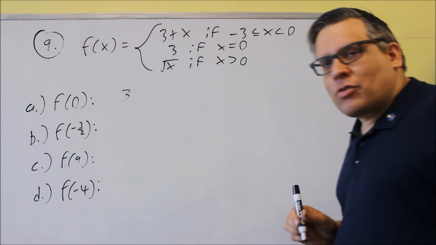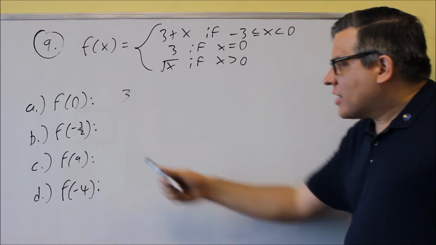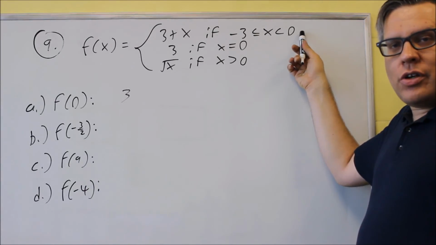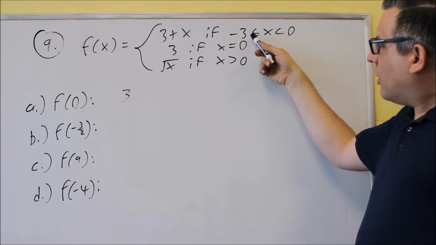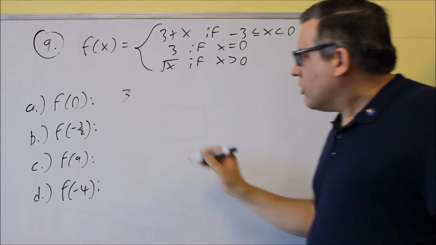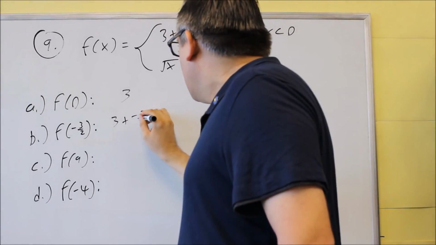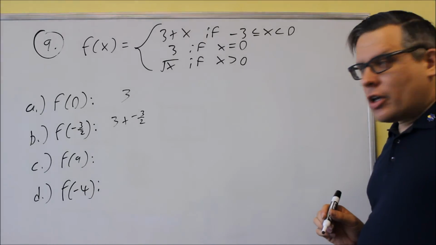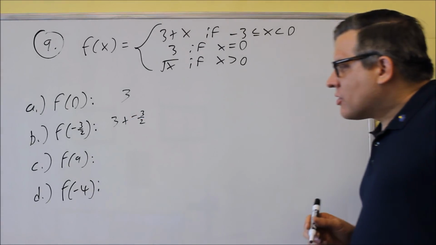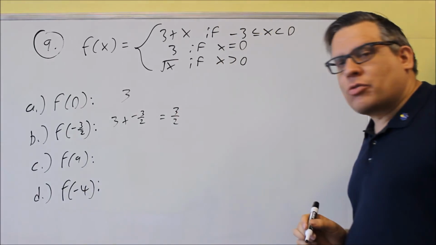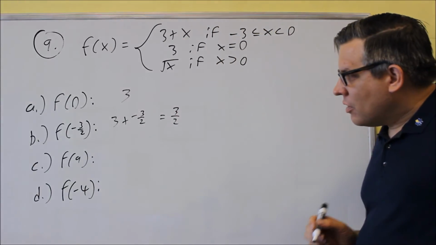Next I have f of negative 3/2. Okay, so that's negative 1.5, and that actually fits with the first equation. Negative 1.5 is between negative 3 and 0. So what I'll do is put the negative 3/2 in for x, and I want to get common denominators, so I can do 6/2 minus 3/2, which is going to equal 3/2. So 3/2 would be the answer.